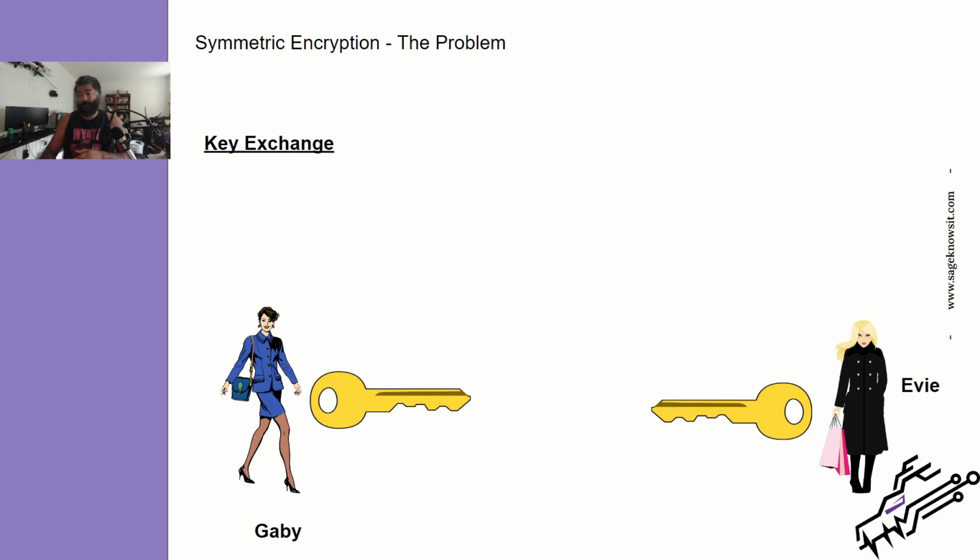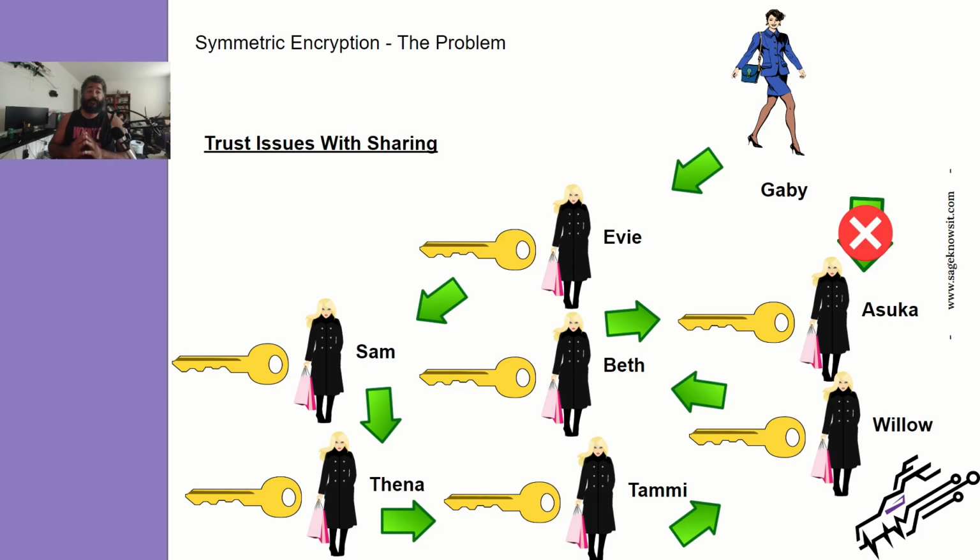The other issue is that there's nothing that stops Evie from sharing that key over to Sam, or Sam to share that key over to Athena, or Athena to share that key over to Tammy, or Tammy to share it to Willow, or Willow to Beth, or Beth to Asuka, right? And although they share it, Gabby doesn't know any of these people at all, but they all have copies of this key. That becomes a true problem.